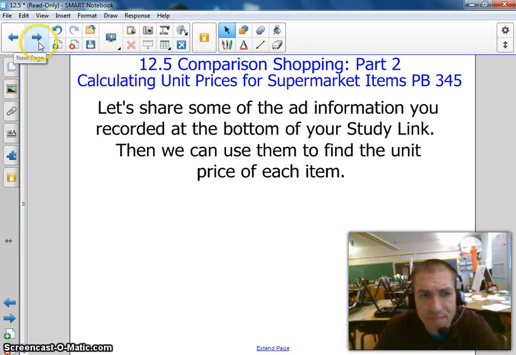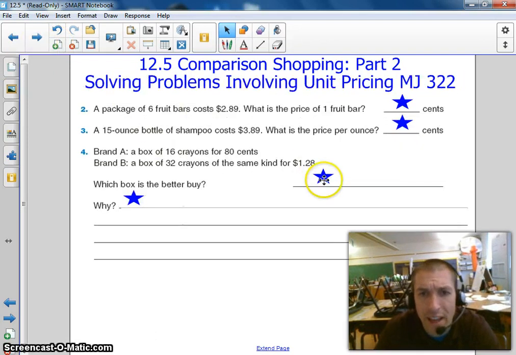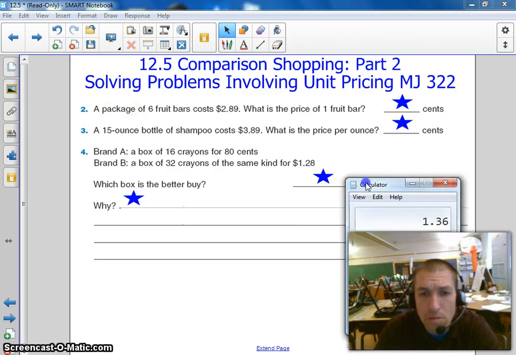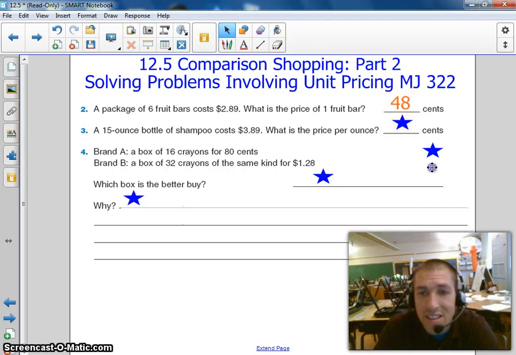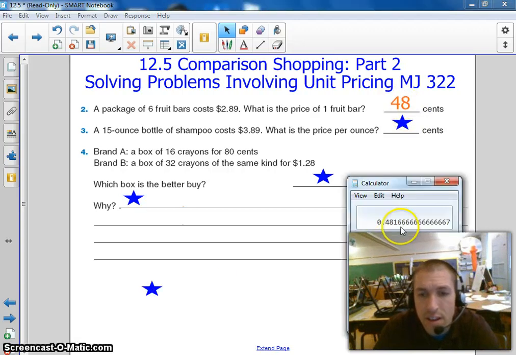Okay, so what we're going to have is lots of problems that are involving rates. So, for example, 6 fruit bars cost $2.89. Well, I know that I'm going to clear this out. $2.89 is the cost of the total. But I'm splitting that up amongst 6 bars, so each bar will cost me 48 cents. You guys see that right there? 48 cents. Okay? A 15-ounce bottle of shampoo costs $3. So I'm doing dollars, price per ounce.